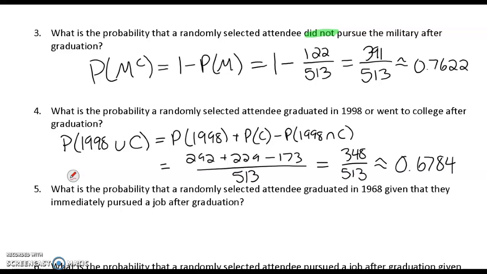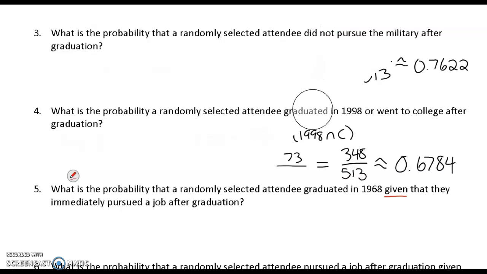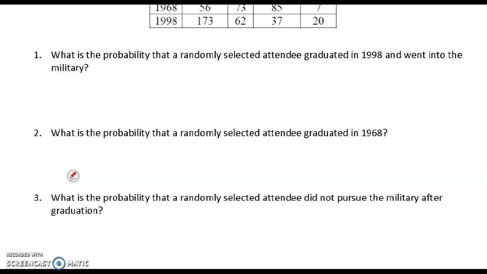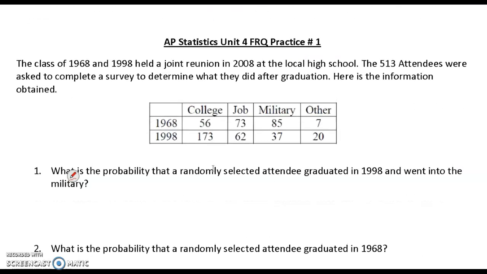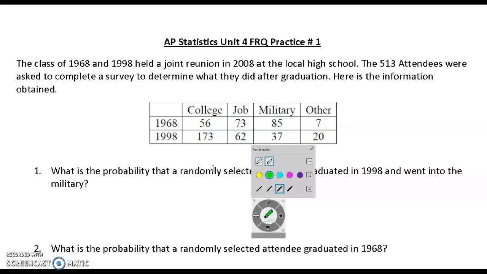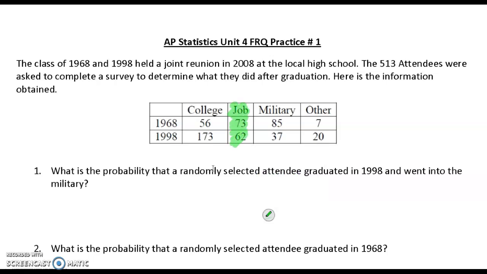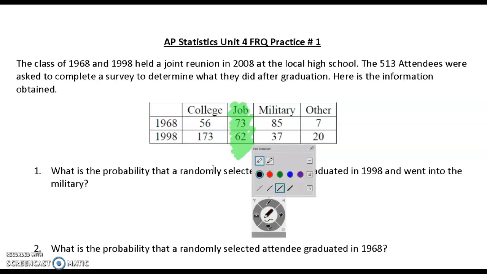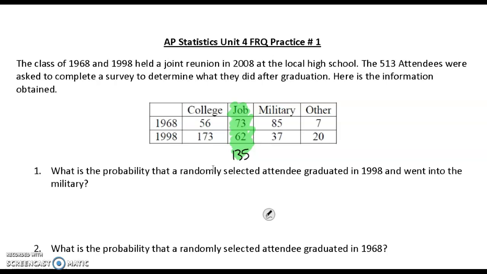So, for example here, it says, what is the probability that a randomly selected attendee graduated in 1968, given that they immediately pursued a job after graduation? Actually, for 5 and 6, I'm going to take this back up to the table, and I'm going to show you how we obtain those values. So on question 5, my conditional is given that they pursued a job. So I'm looking at this group here, and the total number of people who had a job would be 135. From those 135 people, I'm looking at the probability that they graduated in 1968, which would be this 73. So I'm ignoring the other events here.